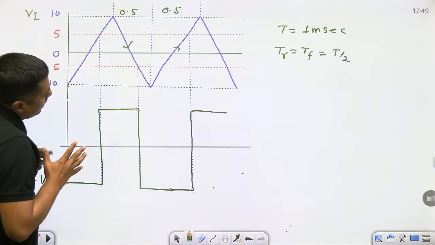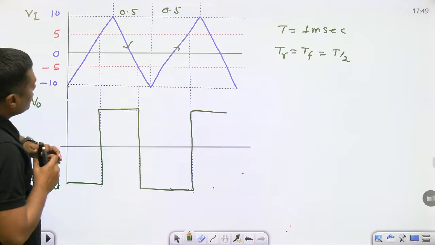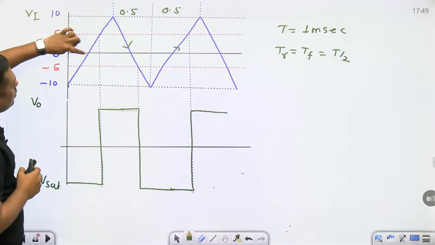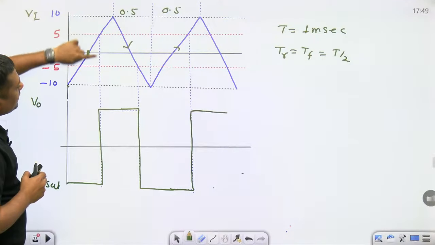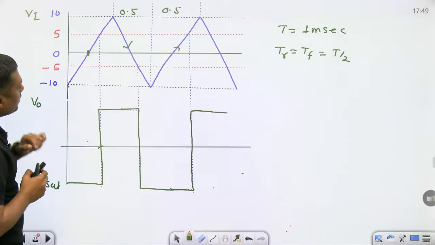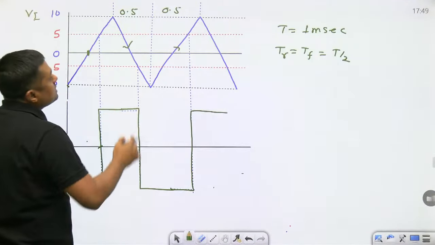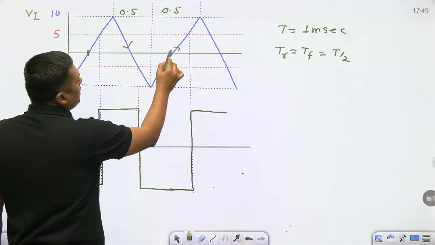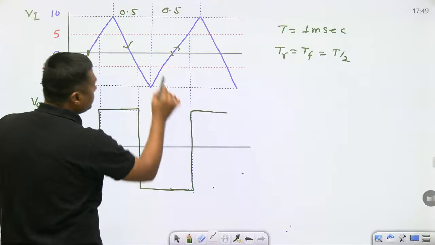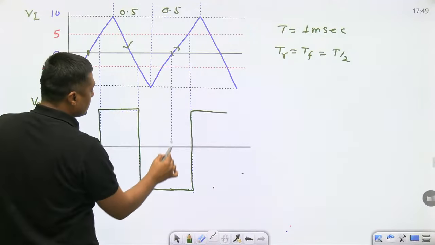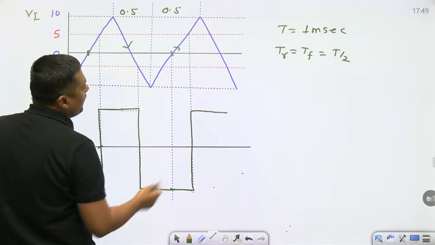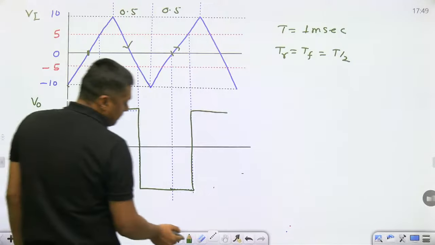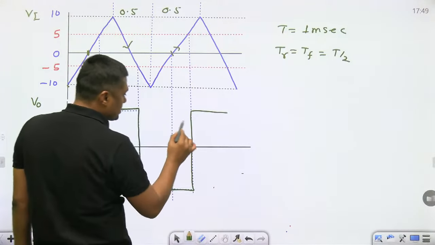Now, at this point, suppose the input will cross zero. After that, the output will cross zero at this point. So what is the difference here? Similarly, at this point, it will cross zero, and after that, it will cross. Can we find this value? Now, what is the duration of this?